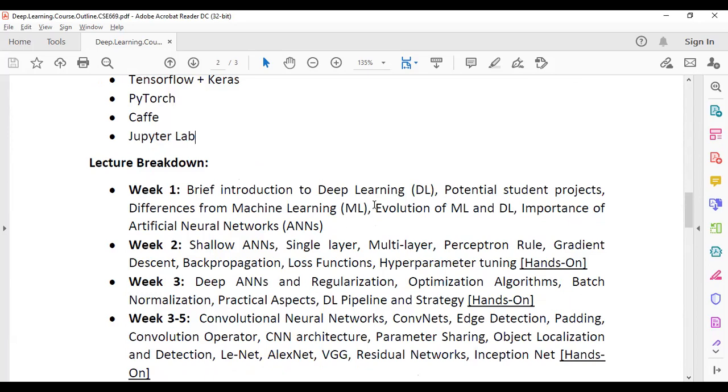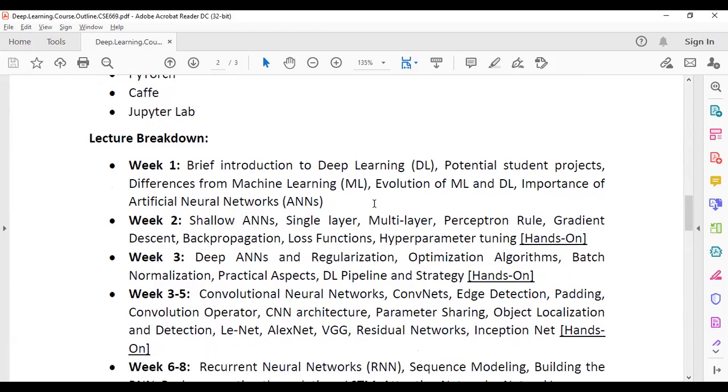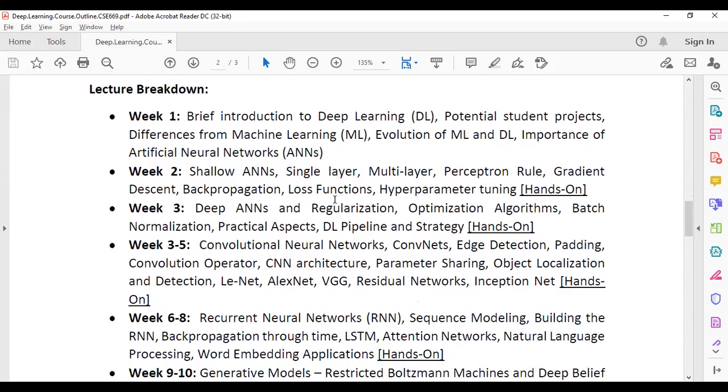So the lecture breakdown: you just have to go through this brief introduction to DL, potential student project. We did that. Differences from machine learning, we did that. Evolution of machine learning and deep learning, you already know about this. I'll just tell you about it a bit more today. Importance of artificial neural networks. I just forgot to include the slide for this. I will just tell you today. And then obviously we have to go very deep into shallow neural networks, single layer, multi-layer, perceptron rule, gradient descent, backpropagation, loss functions, hyperparameter tuning, et cetera.